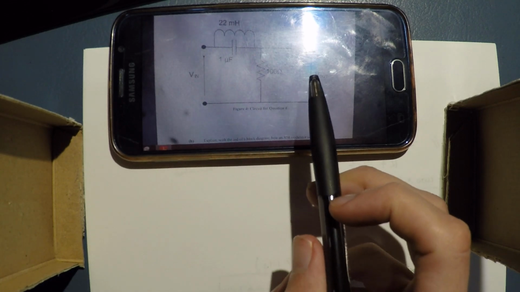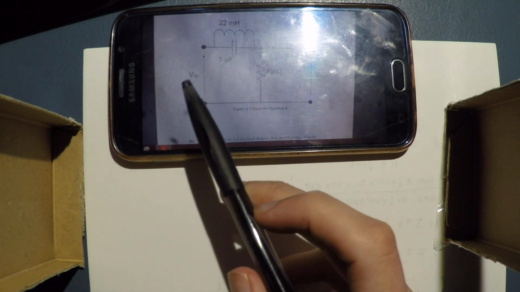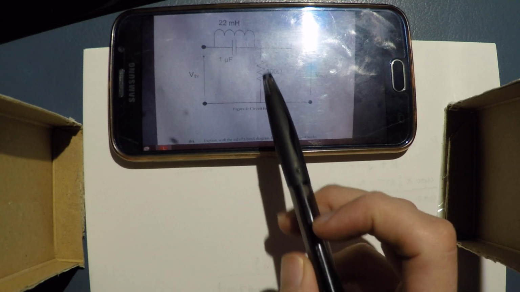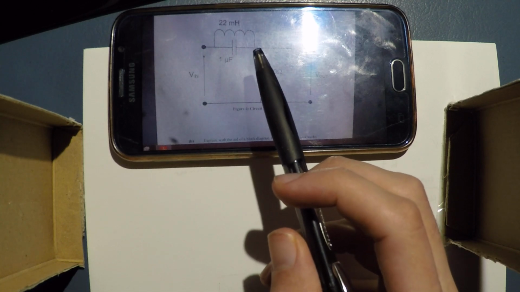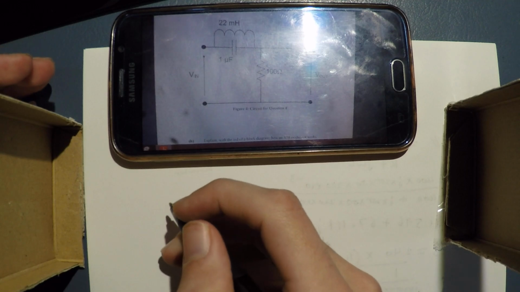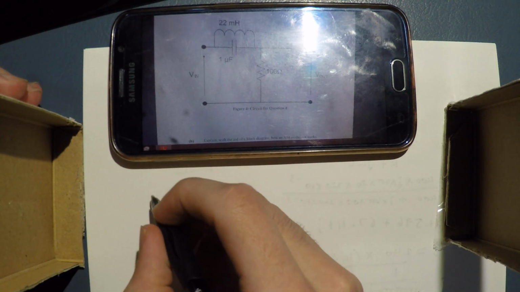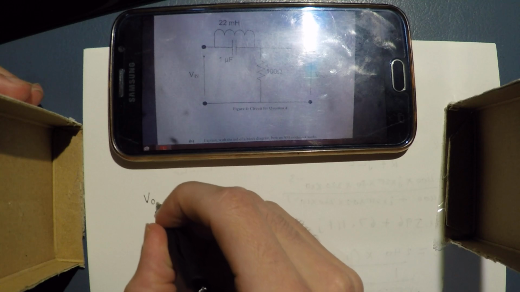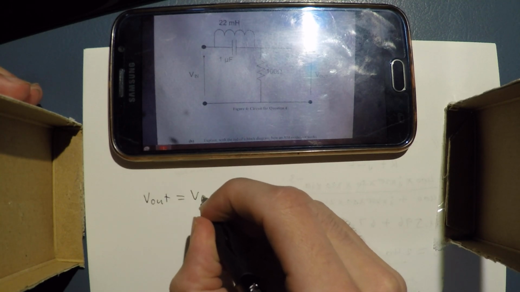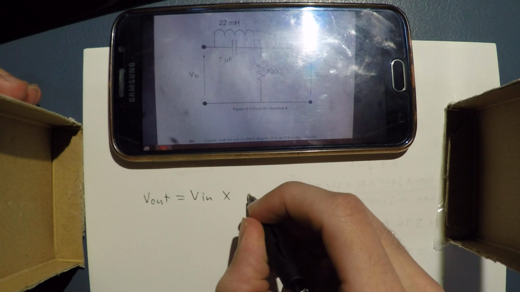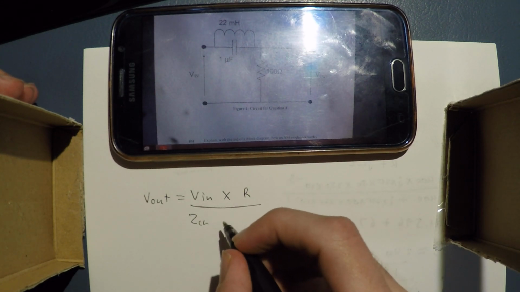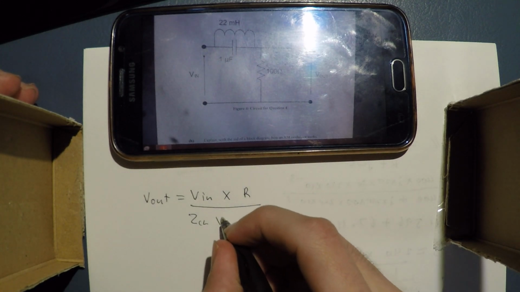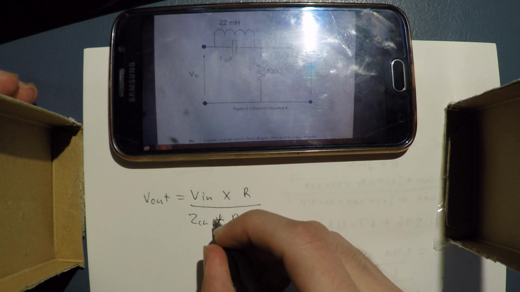A voltage divider would be V out equals V in times the resistance over this impedance plus the resistance. Okay, so that's quite easy to do. So we'll start by saying V out equals V in multiplied by R, over Z CL, that's the impedance, plus R.